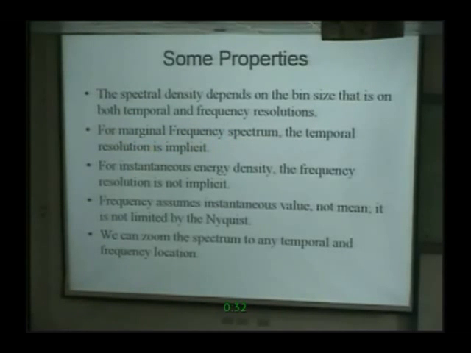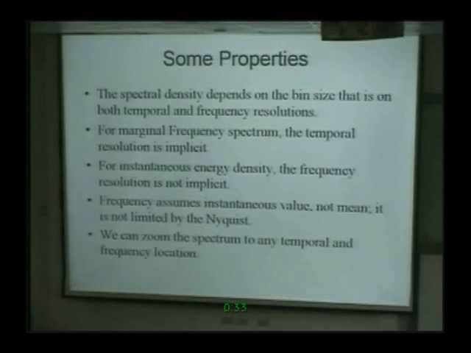It's canceled out. For instantaneous energy density, we always compute the marginal spectrum as a function of frequency, but what if you try to compute energy as a function of time? In that case, the frequency resolution is implicit, and it becomes not important. If you calculate instantaneous values, this is a typo here, not frequency, assume instantaneous value, not mean. So it's not limited by the Nyquist.